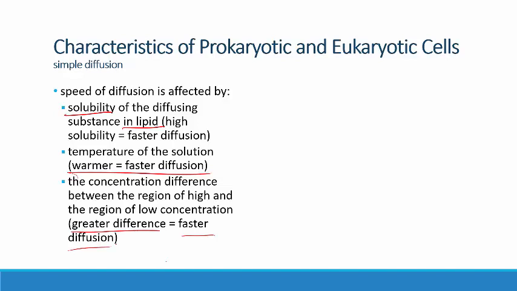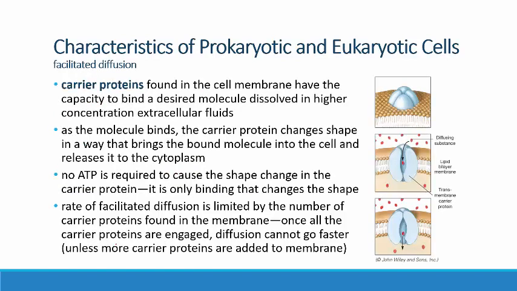So, three characteristics that will affect the rate at which diffusion across membranes occurs. First is the solubility in lipids. Second is the temperature of the solution. And third is how great the difference is between high and low concentrations. Okay, so that's diffusion. Diffusion moves materials across membranes based on those characteristics.